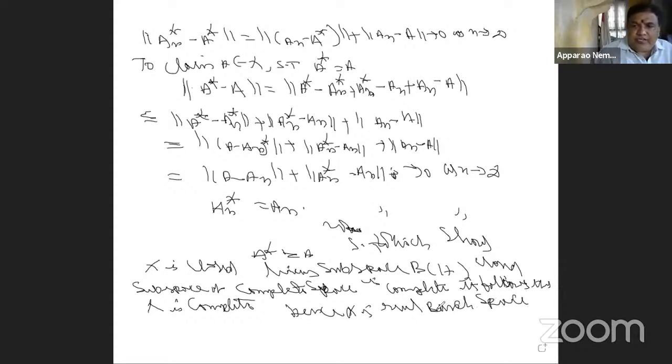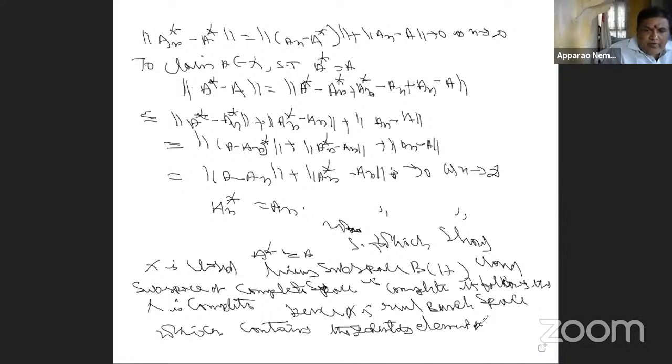which contains the identity element I. This completes the proof of the theorem.